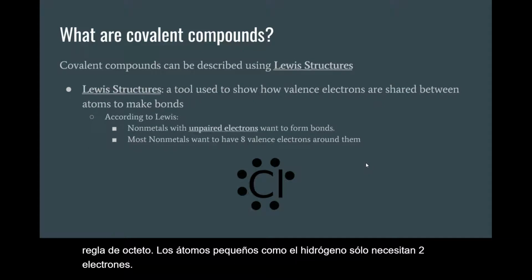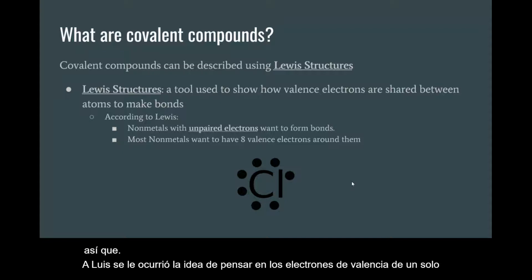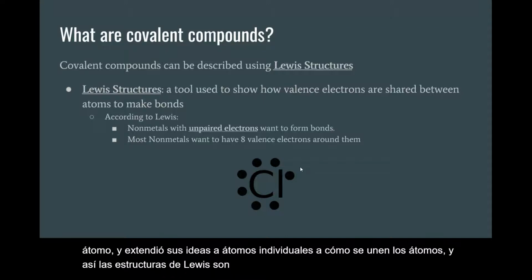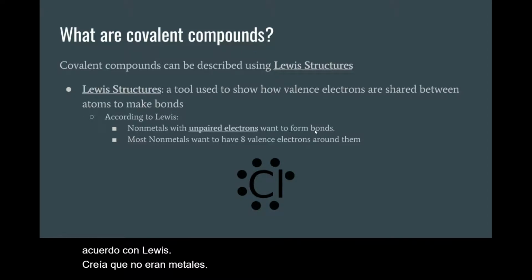So Lewis came up with this idea of thinking about the valence electrons of a single atom, and he extended his ideas from single atoms to how atoms bond. And so Lewis structures are a tool that show how the valence electrons are shared between atoms to make bonds. And according to Lewis, he believed that nonmetals with unpaired electrons will make bonds. And most nonmetals want to have 8 valence electrons around them.